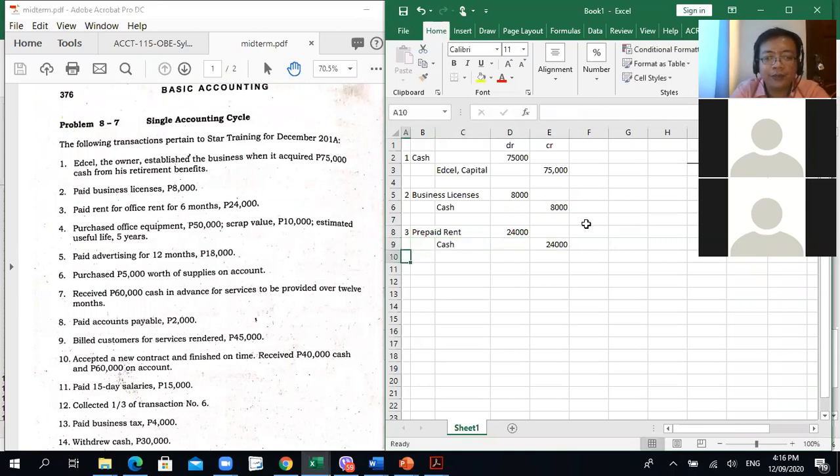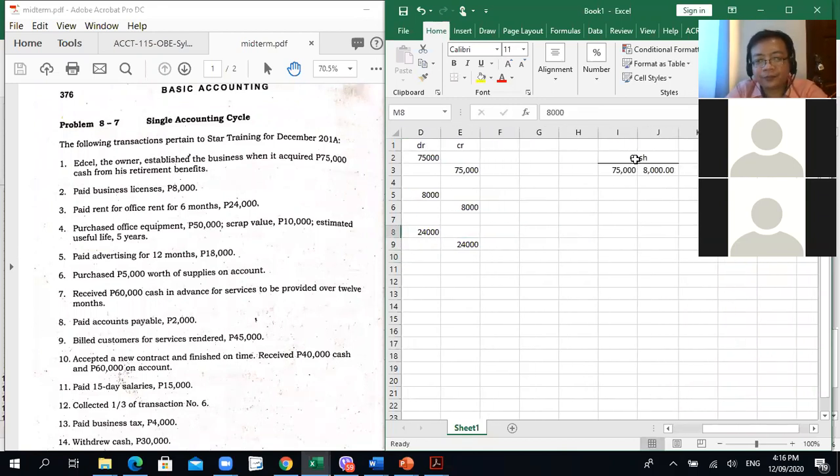Okay? So far ba tama kayo? Hopefully, tama kayo ha? Yes, sir. Wow, very good. So you have here prepaid rent, 24,000, and you have also here 24,000.